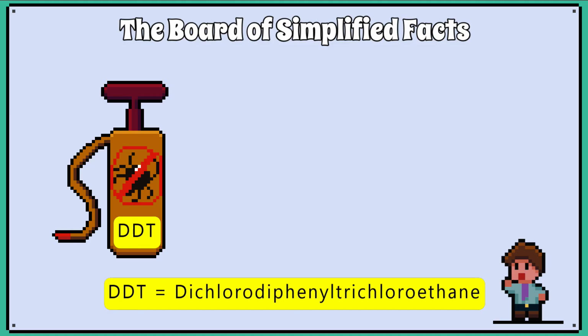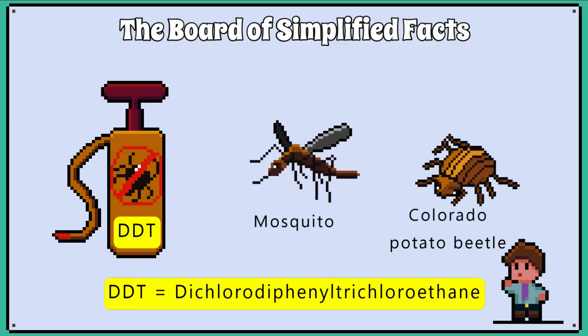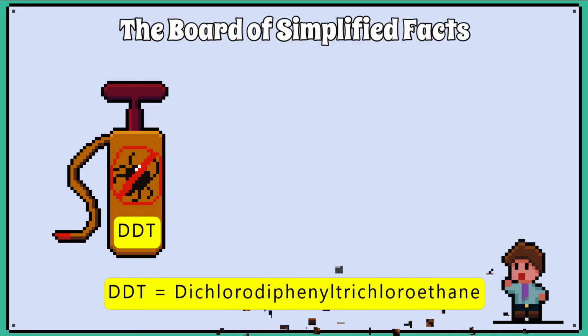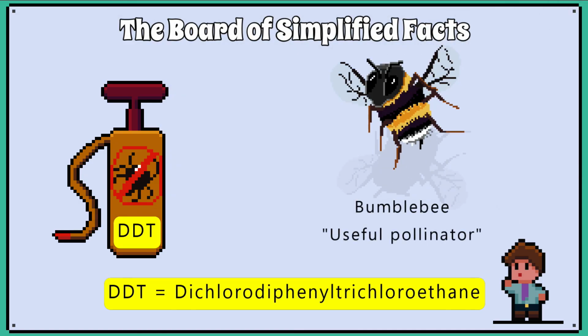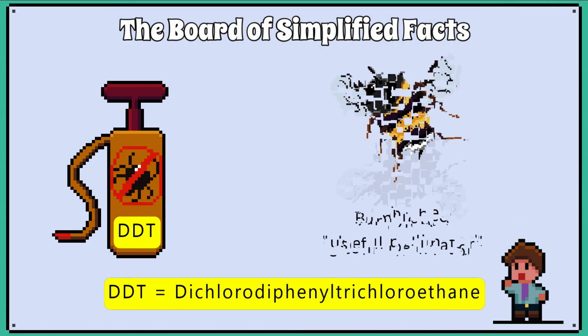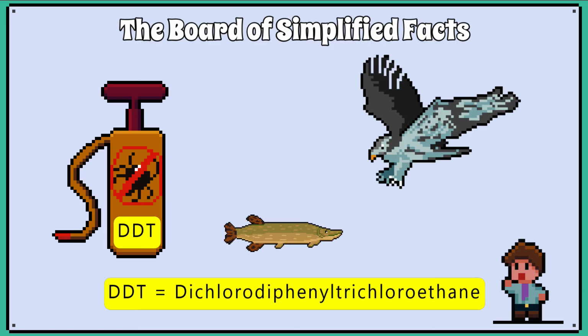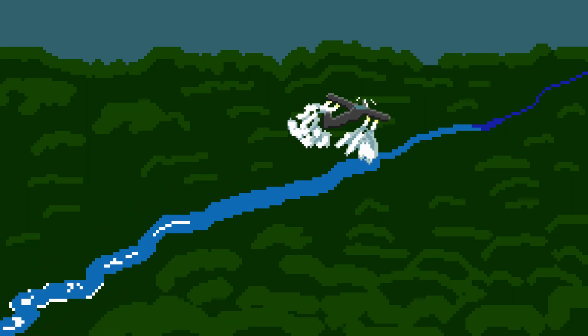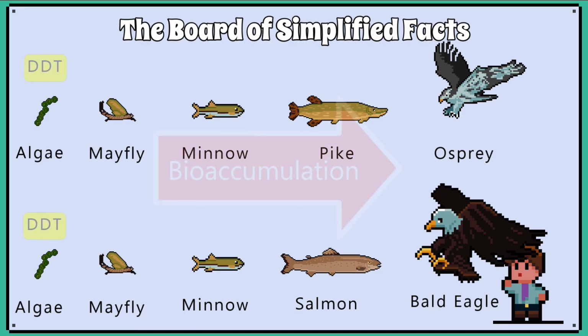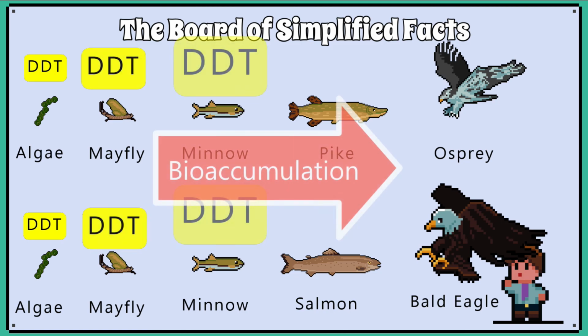DDT was a pesticide used to kill mosquitoes to reduce the spread of malaria and insects that fed on agricultural crops. It was very effective at killing pests, but there was evidence that it was killing untargeted insects that may be useful pollinators, and the effects of DDT were seen to be affecting animals higher up the food chain. Once DDT entered waterways and the food chains, it bioaccumulated, just in the same way as mercury did.